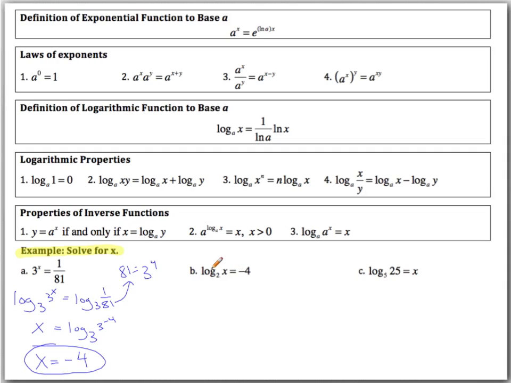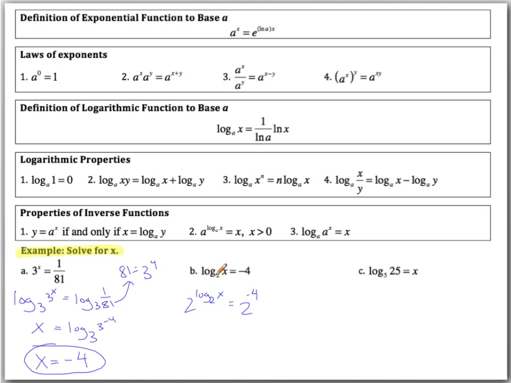All right, in letter B, here we have log base 2 of x equals negative 4. So in this case, we want to think, how can we get rid of a log base 2? Well, in this case, I'm going to look at this property right here. Okay, so if we take a to the log base a of x, that just equals x. So what we want to do is raise both of these as the exponents of a base 2. So we're going to write 2 to the log base 2 of x equals 2 to the negative 4th power.